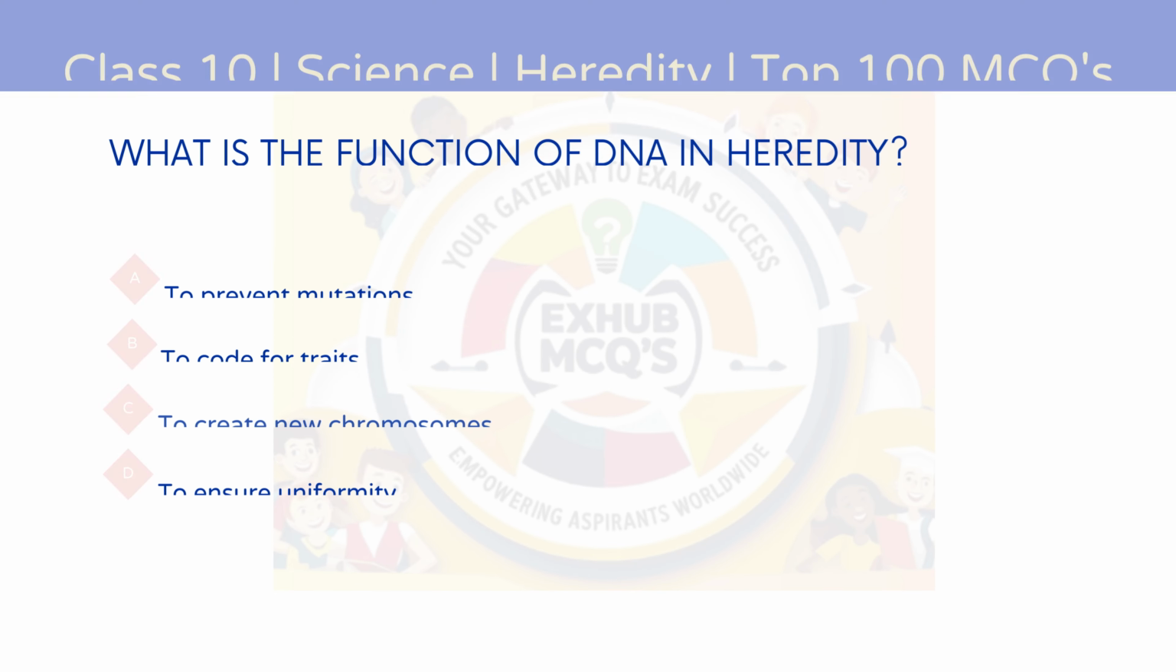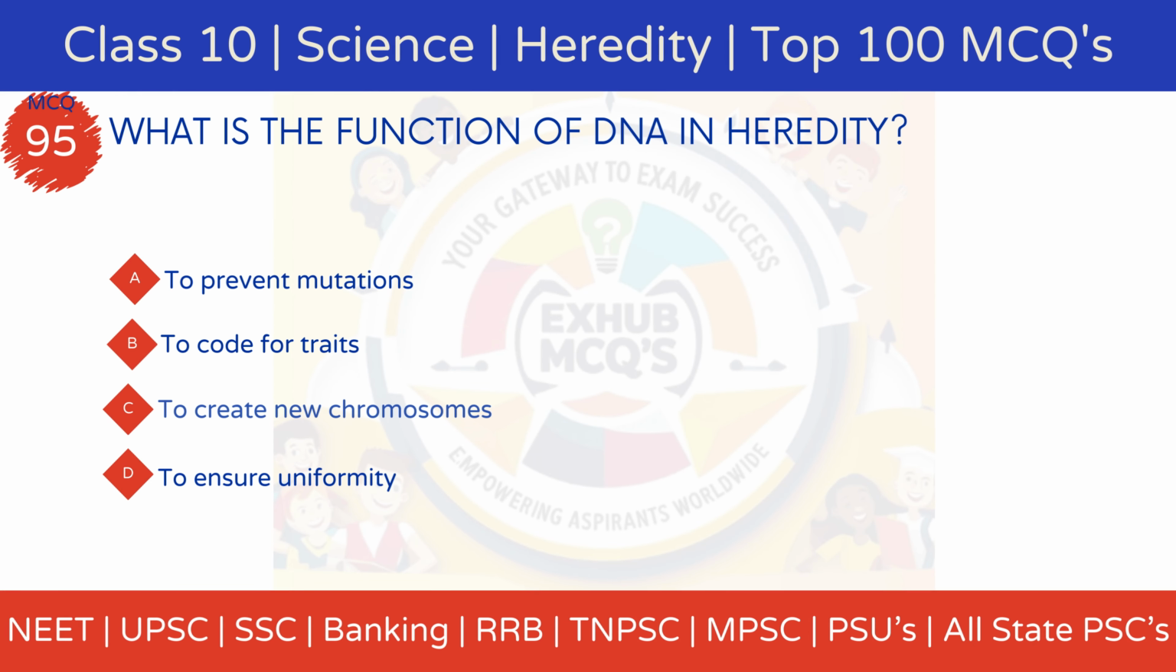MCQ 95. What is the function of DNA in heredity? Option A, to prevent mutations. Option B, to code for traits. Option C, to create new chromosomes. Option D, to ensure uniformity.